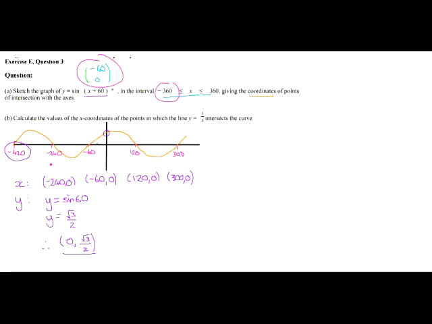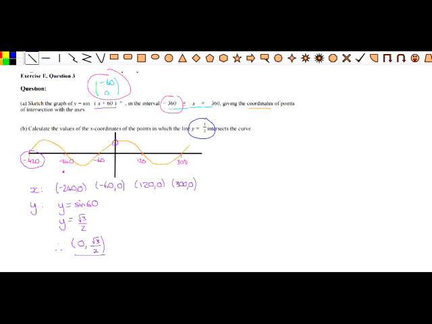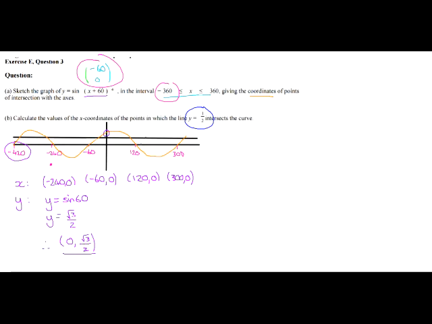For part B, we have to work out the x coordinates where this curve meets the line y equals a half. If I get my straight line tool, you should know that the very top of this curve is 1. So let's say that's y equals a half, it's pretty accurate. We're looking for the x coordinates at this point, this point, this point, and this point, and possibly this one as well.